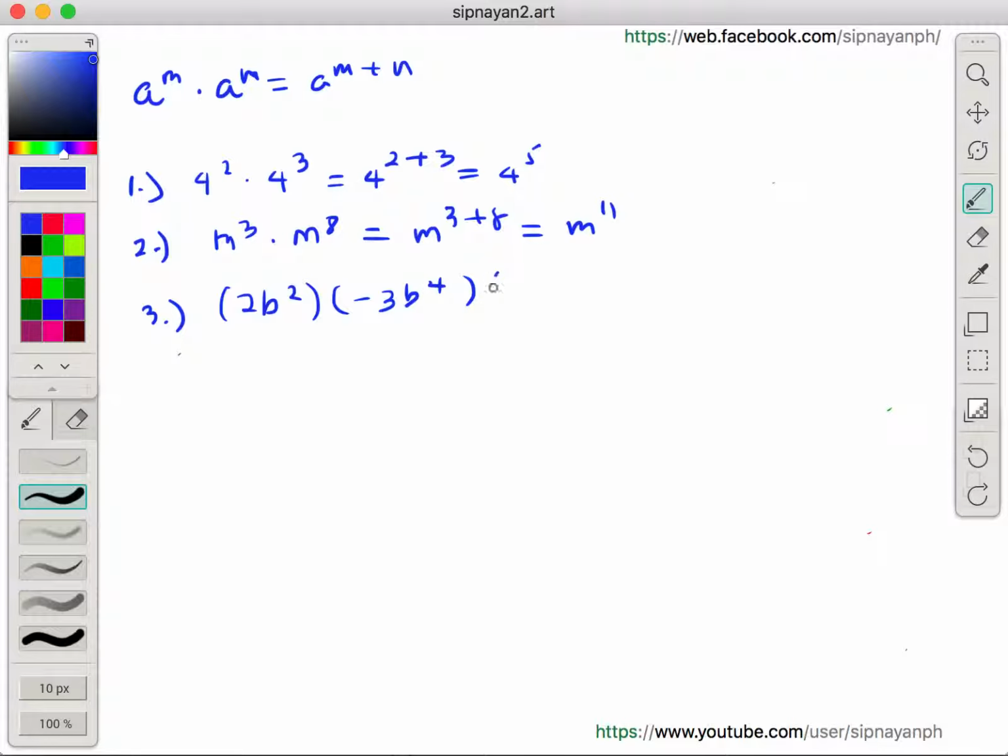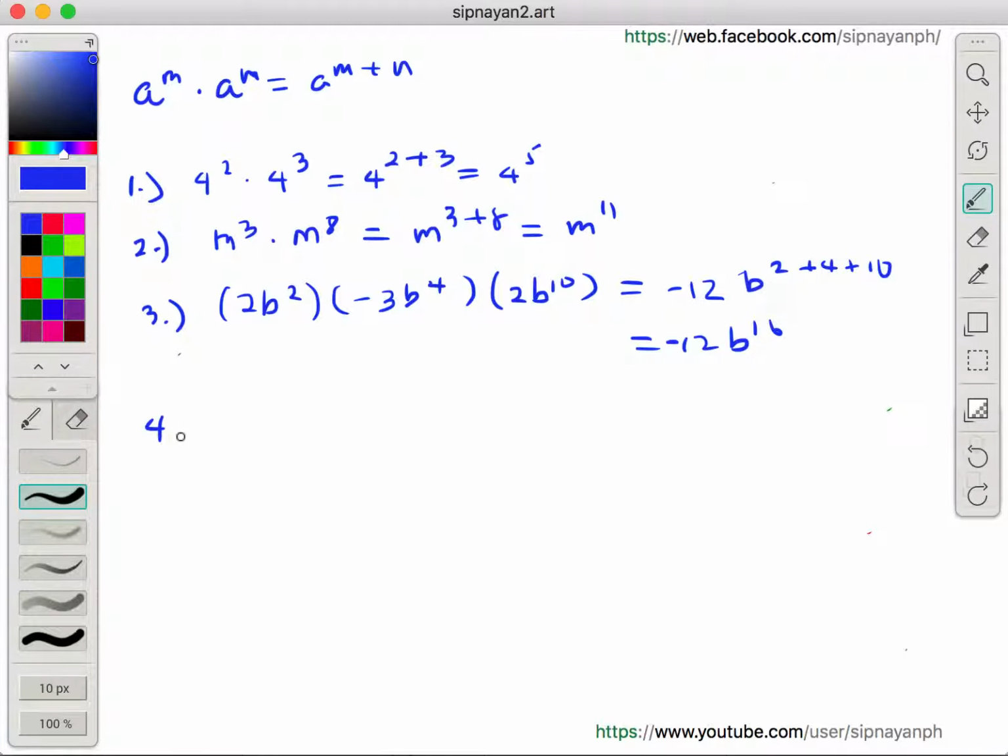times 2b to the 10th. So, pag may nakikita kayong numbers, yung numerical coefficient niya, ay dapat i-multiply. So, 2 times negative 3 is negative 6, times 2 is negative 12. And then b squared times b to the 4th times b to the 10th is b raised to the 2 plus 4 plus 10, which is equal to negative 12 b raised to the 16th power. So, ito yung pinakasagot natin. Sorry, may negative pala dito.